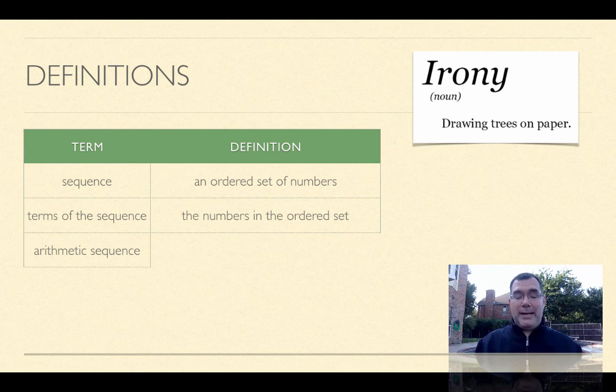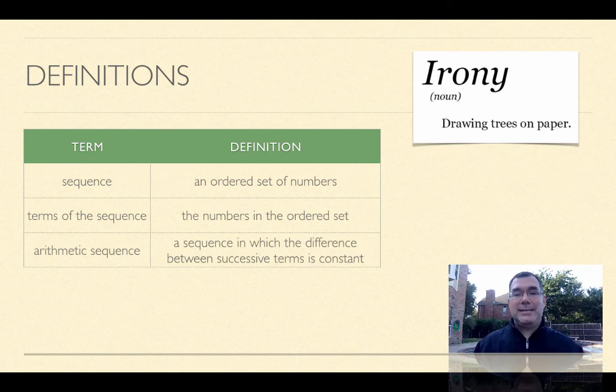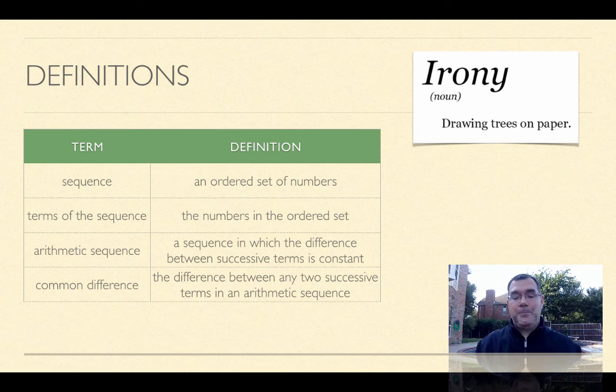And then arithmetic sequence. It's a sequence, and the way it's arithmetic is you always start at a number and you always go up by a certain amount or down by a certain amount to get from one term to the next. So you keep adding or subtracting a constant amount to get from one term to the next. And that amount that we keep going up or down by is called the common difference. Okay, so that's what an arithmetic sequence is.